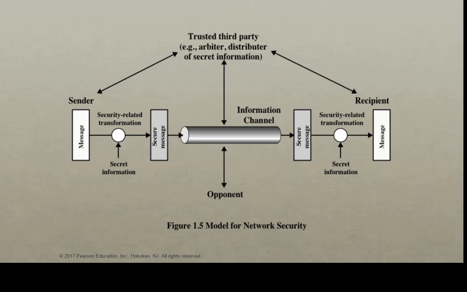Or a third party may be needed to arbitrate disputes between the two principals concerning the authenticity of a message transmission. This general model shows that there are 4 basic tasks in designing a particular security service.